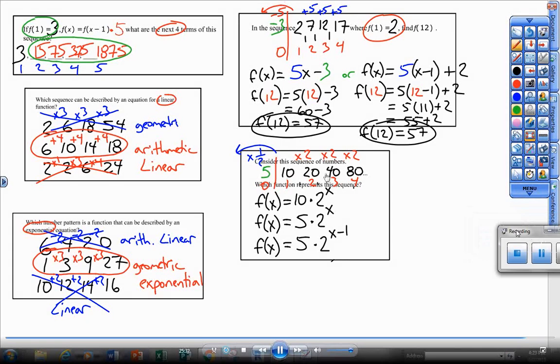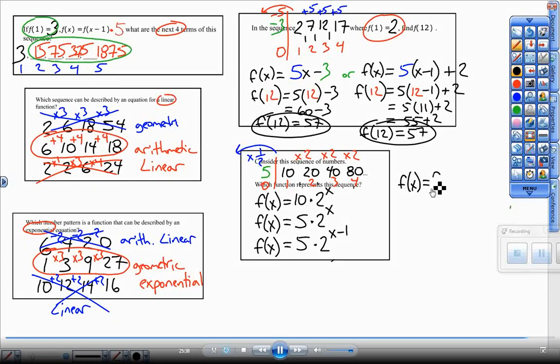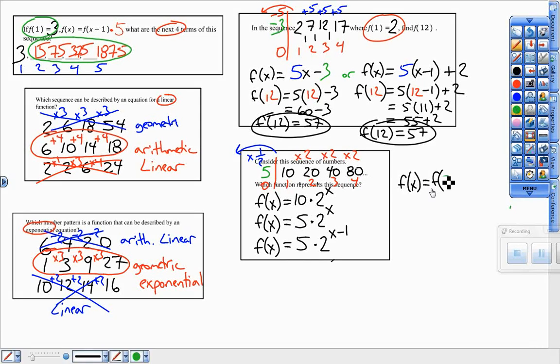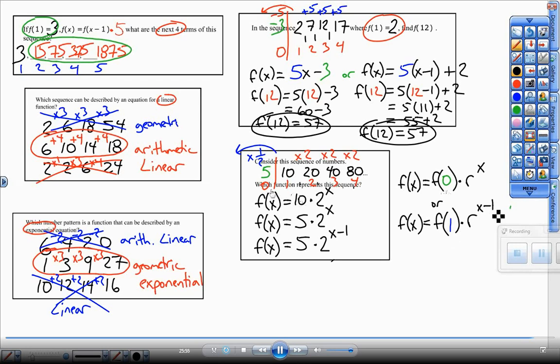The two forms I'm looking at here, and I'll show you how they're trying to trick you. The first one is you could get it from the 0 term times r raised to the x power, or I could use f of x equals the first term f of 1 times r to the x minus 1 power. F of 0 is 5, f of 1 is 10. This first problem is trying to show you that you put the first term there, 10. But if you use this one, using that first term 10, you would need that times 2 to the x minus 1 power. They don't do that.